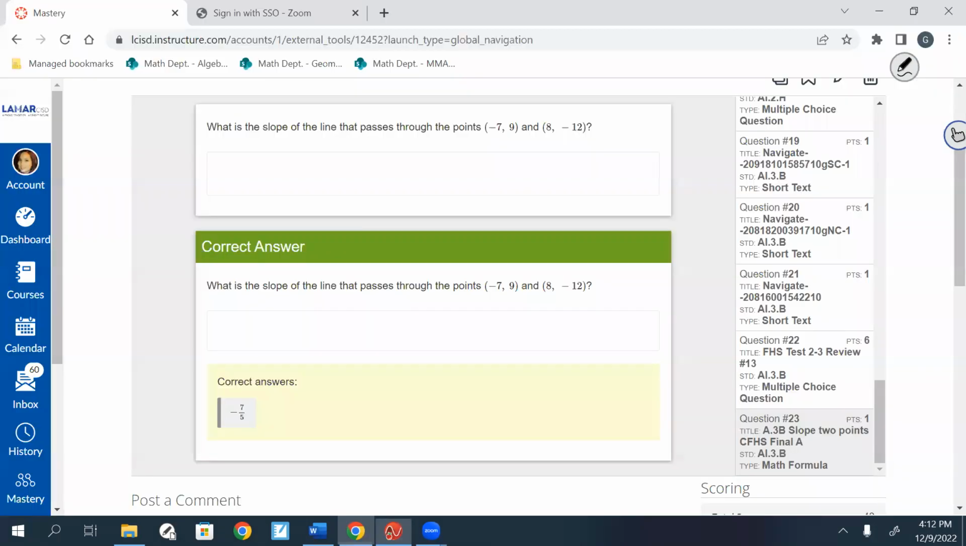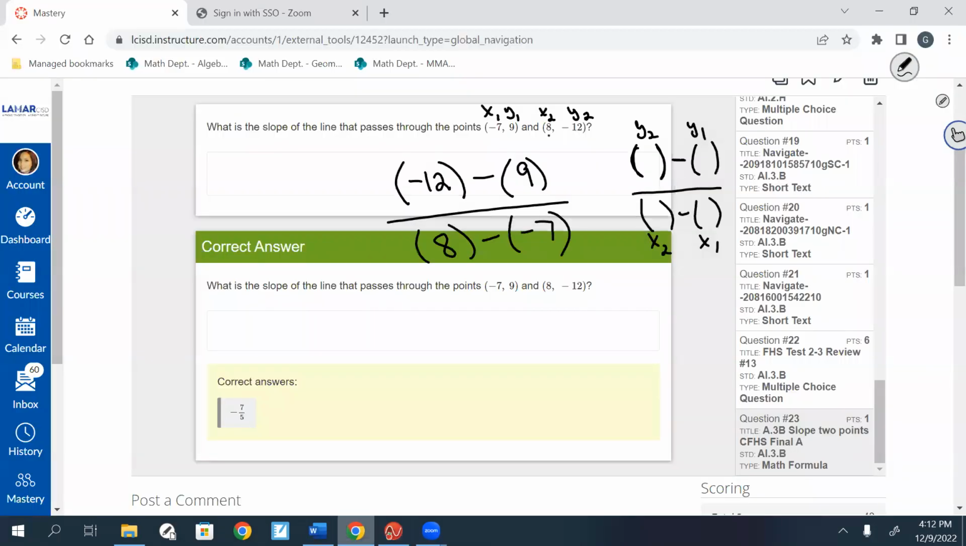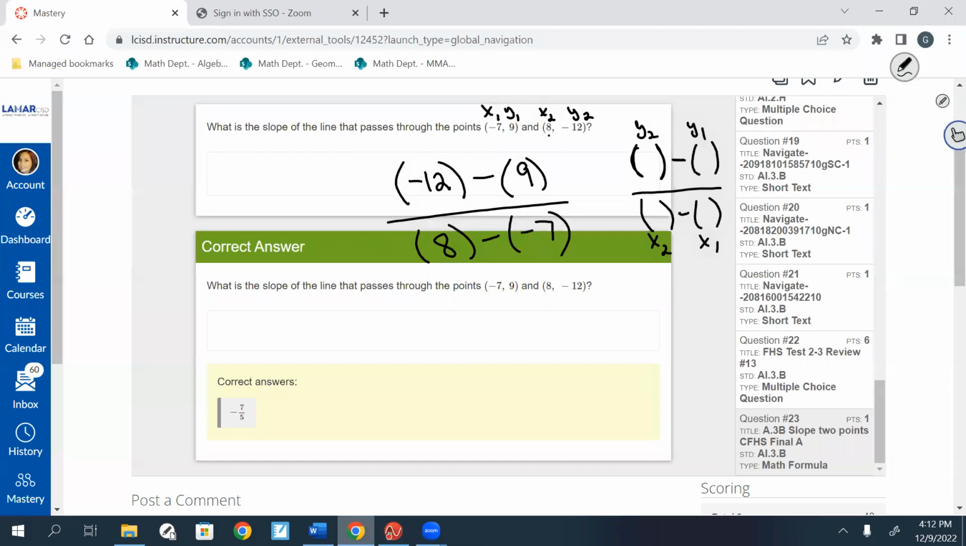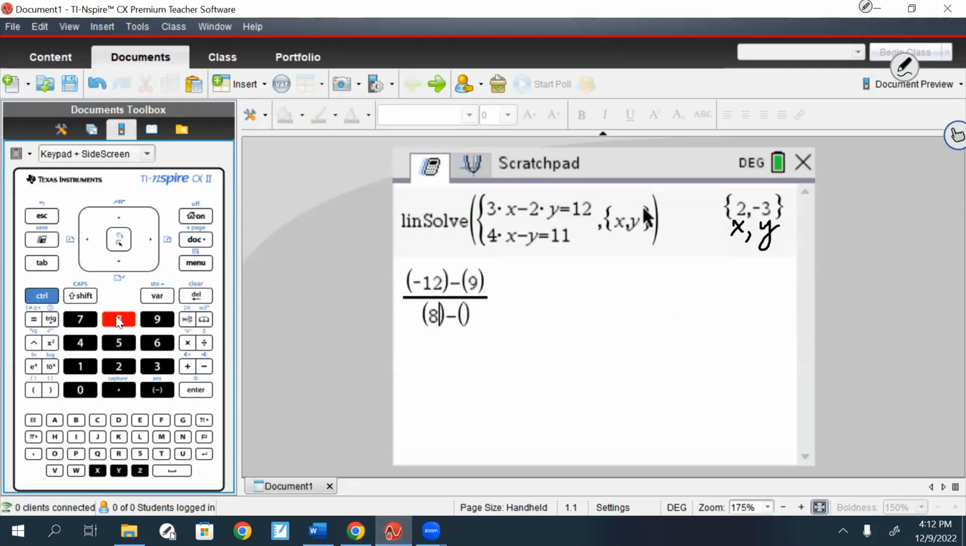So our first one, we had to put -12 and then 9 over in the other one. So -12, and over here we put in 9. And then on the bottom, the first number that we had was 8, and then the other one is -7. So 8, and then go over in the other one, -7, and press enter. And there you go. Your slope is going to be -7/5.